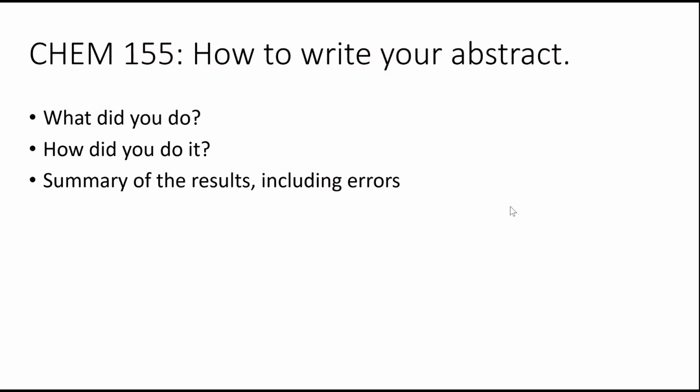The important thing about any abstract is for that abstract to be clear, concise, and compelling. So the attributes that you need to include are a statement of what you did, how you did it, and a summary of the results, including some error analysis. Let's look at some examples.